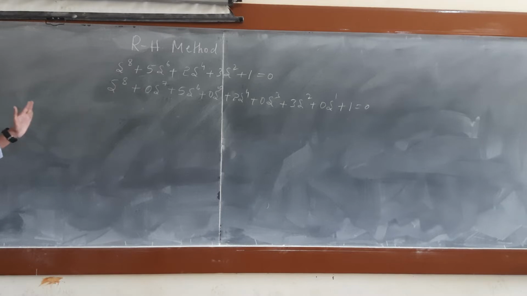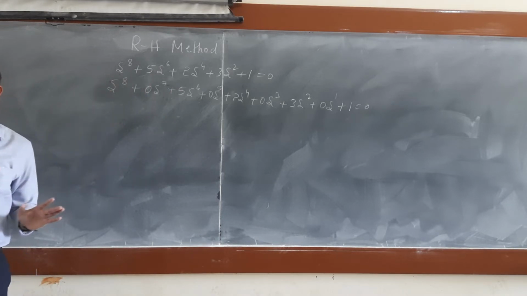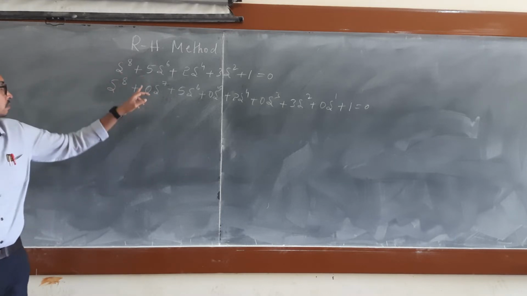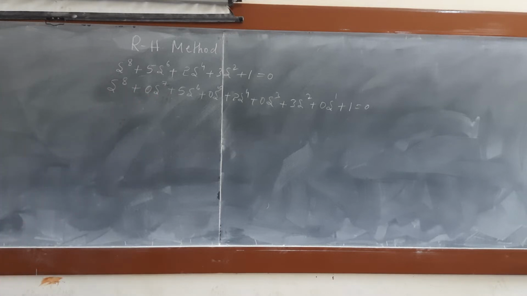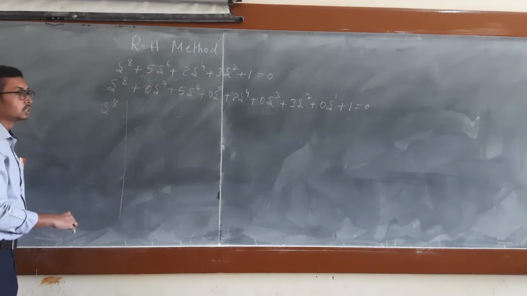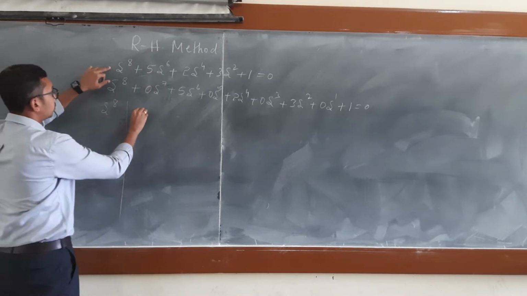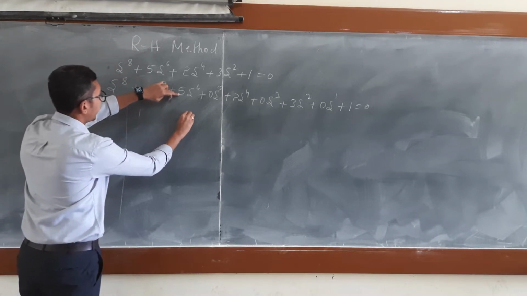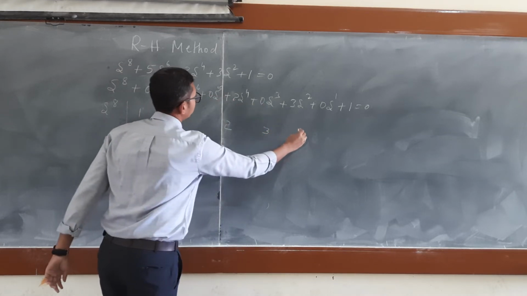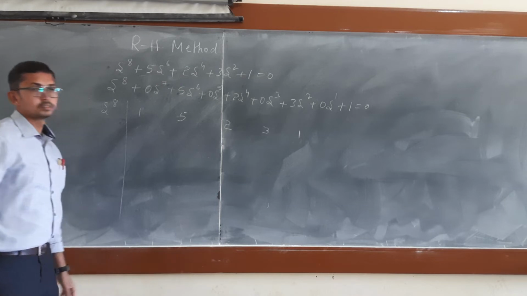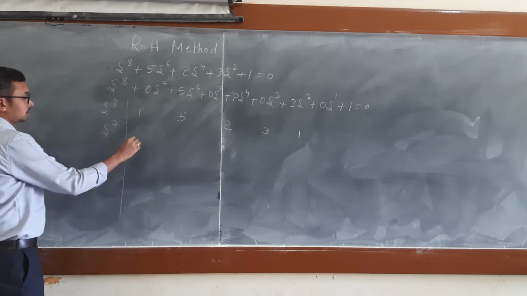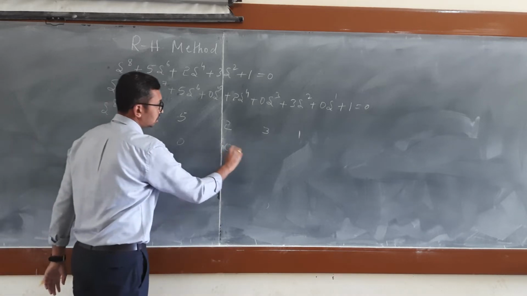Right? So as the rule says, none of the terms should vanish. So that's why we have written the missing coefficient, right? So therefore I am going to start with the array. The highest order is s to the power of 8, so the coefficient of s to the power of 8 is 1. Next it will be 5, next 2, next 3, next 1. Correct? So now, what is the coefficient of s to the power of 7? 0, 0, 0, 0, 0.